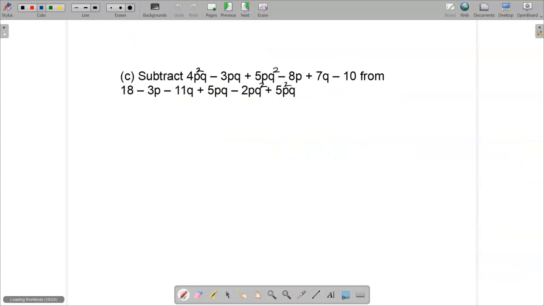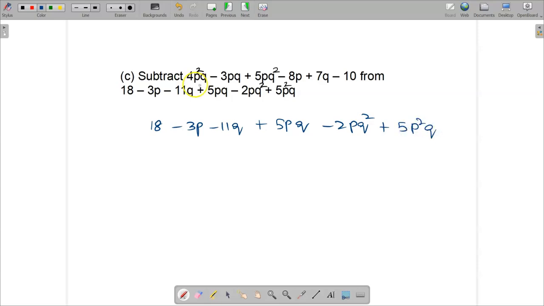Okay, then coming to the third problem, we need to subtract this term from this expression. So write this as the first expression because this is the bigger one. So 18 minus 3p minus 11q plus 5pq minus 2pq square plus 5p square q. And what is the subtrahend? This is the subtrahend.